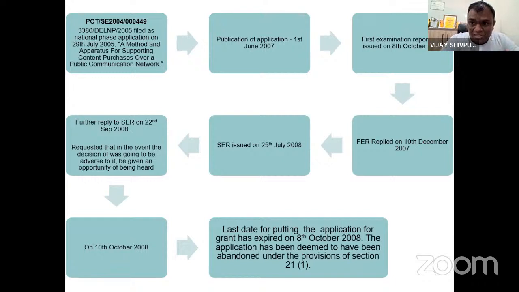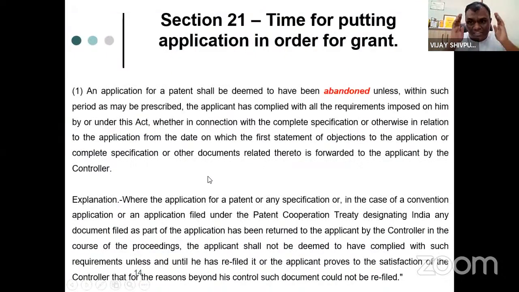The application, look at the language now. Under what section is the application objected or the case disposed? The application is deemed to be abandoned under section 21(1). Now, the abandonment under section 21(1) is the bone of contention here. Because if you look at section 21(1), the application shall be deemed to be abandoned unless within such period as prescribed the applicant has complied with the requirements.